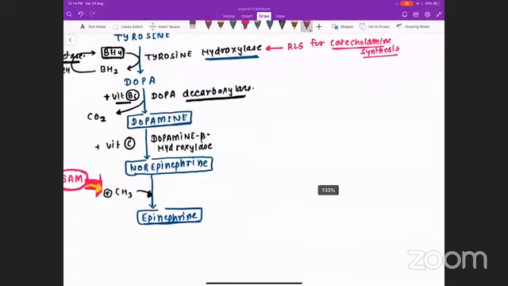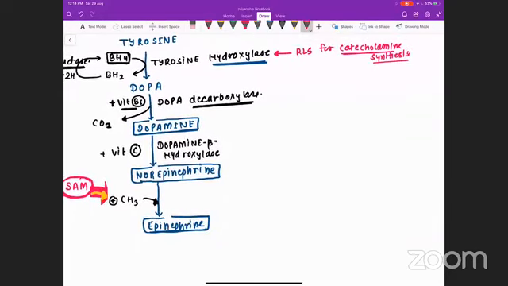Now I want to add some clinical information to this pathway. Why is this pathway important for us to understand? There are several disorders associated with this pathway. I will start with the first one. Let's say there is an excess of dopamine. If the dopamine is in excess amount, due to any reason, then what is going to happen with this excess amount of dopamine? That excess dopamine can convert into a molecule with the name of homovanillic acid.